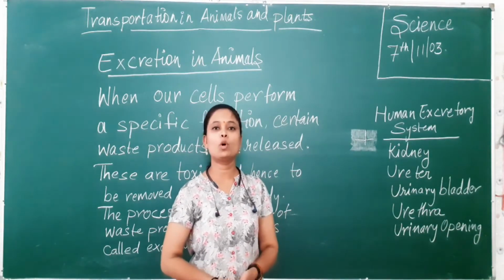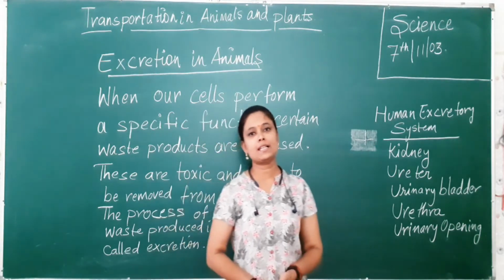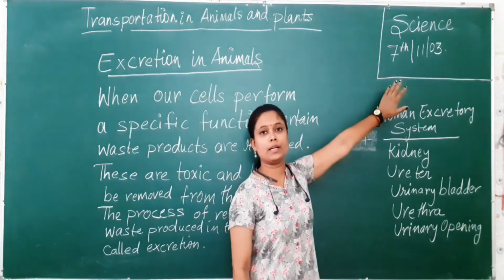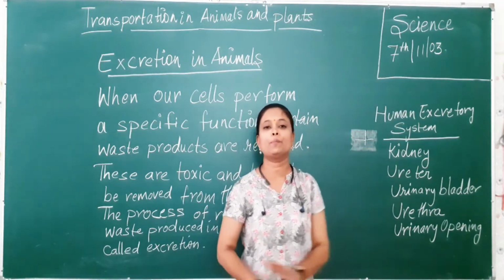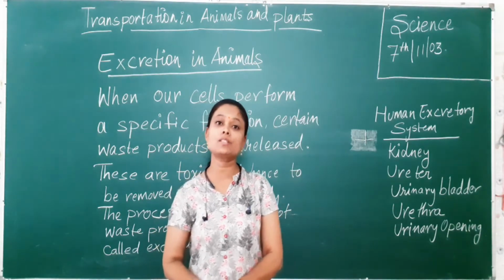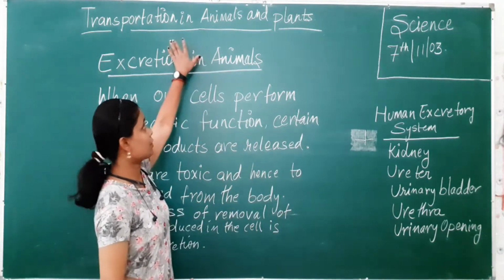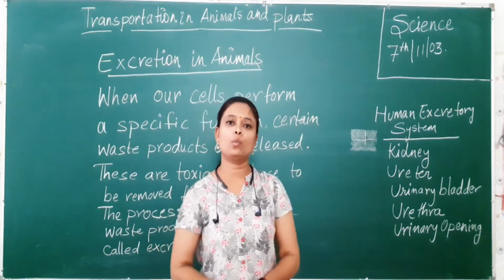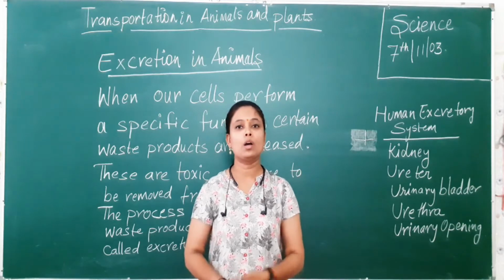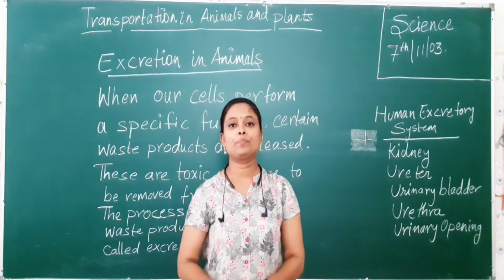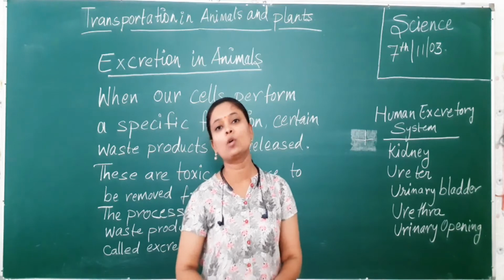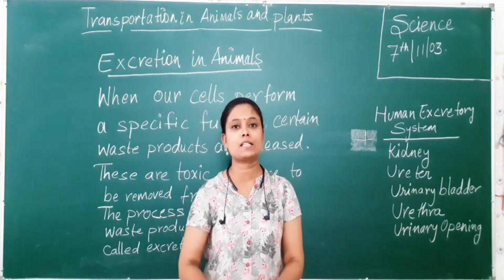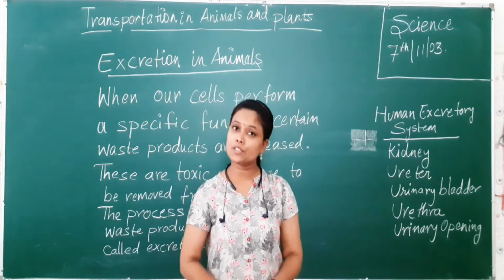Understand more about science, as it is around us. So we are going to study class 7 chapter number 11. This is our third session of the chapter Transportation in Animals and Plants. Till now we have already understood the working of blood and the working of the heart. How do we know? Because we have studied it in our earlier sessions.